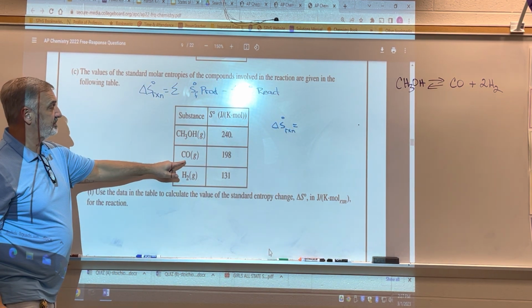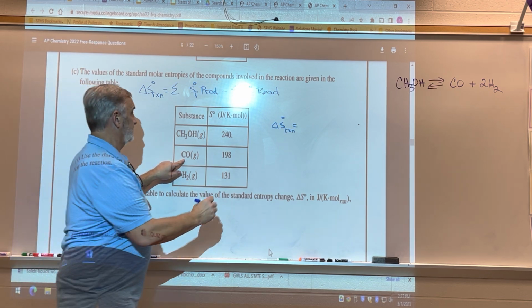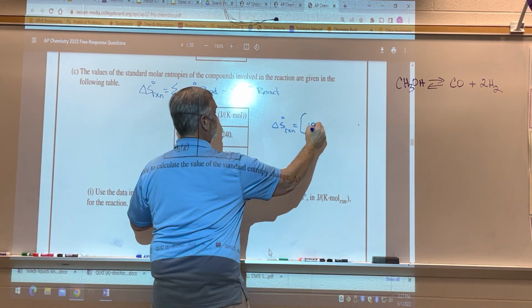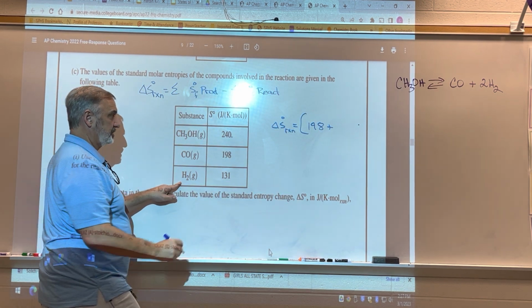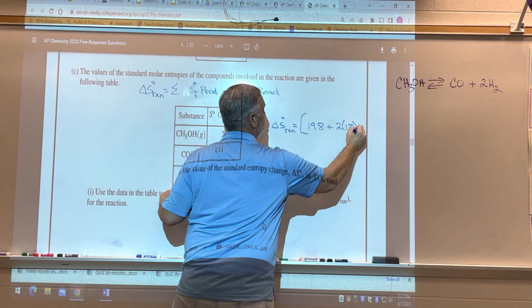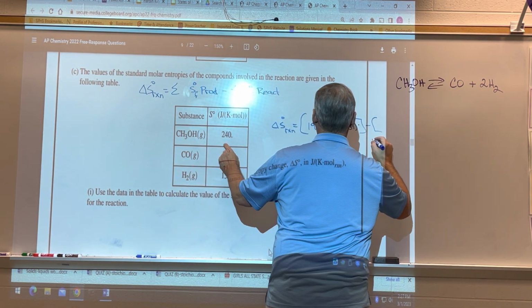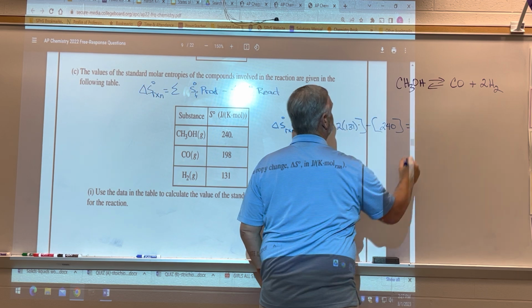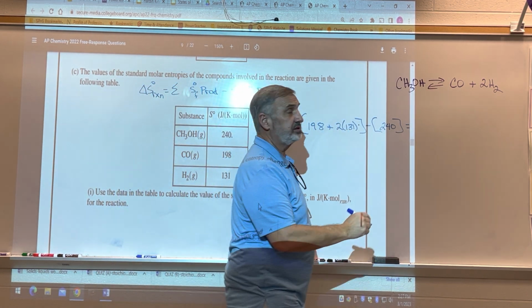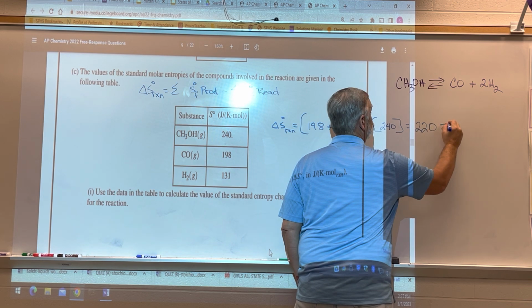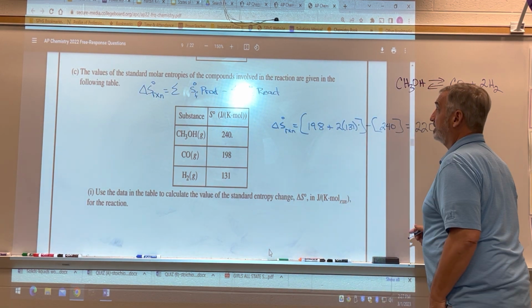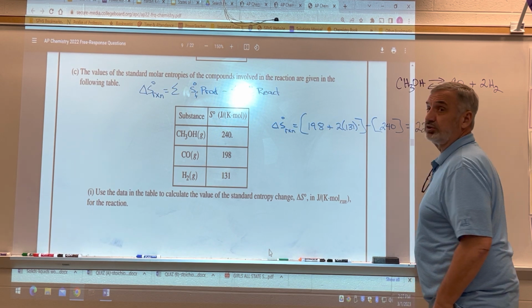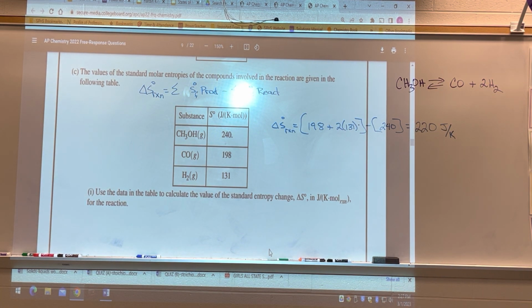Okay? Products minus reactants, so it's going to be 198 plus what? 2 times 131 minus 240. What's that going to equal? 220? Okay? And that's joules per K, actually. Moles cancel out because you multiply by coefficients, cancel moles. All right? Again, not super heavy duty math. You just got to know what to do.